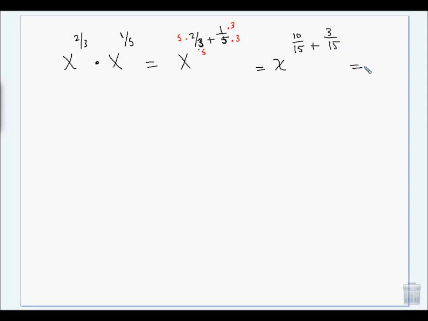If I have the same base with two fractional exponents, I add them together. Well, in order to add fractions, I need a common denominator. In this case, my common denominator is going to be 15, so I'm going to multiply by 3 here and by 5 there. And so I'm going to get x to the 10/15 plus 3/15. So this is x to the 13/15.